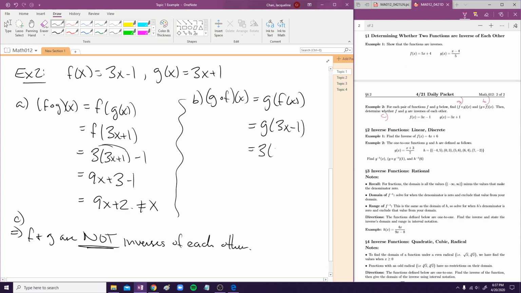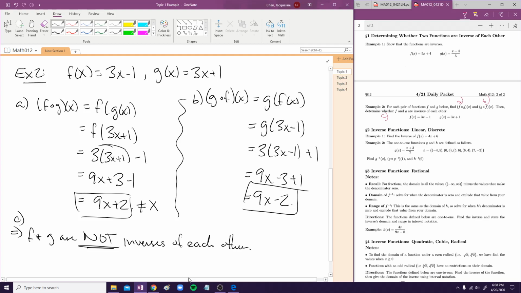So then I have 3 times (3x minus 1) plus 1. Again, let's distribute, so this becomes 9x minus 3 plus 1. This is 9x minus 2. So this is what g of f of x is, and this is what f of g of x is. They both do not equal x, so therefore for C, they are not inverses of each other.